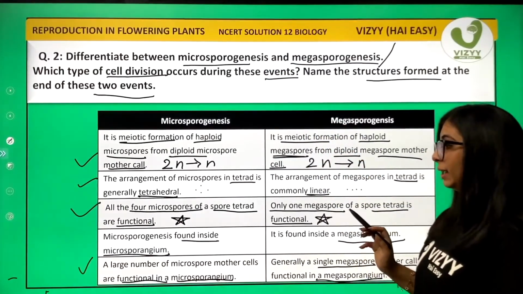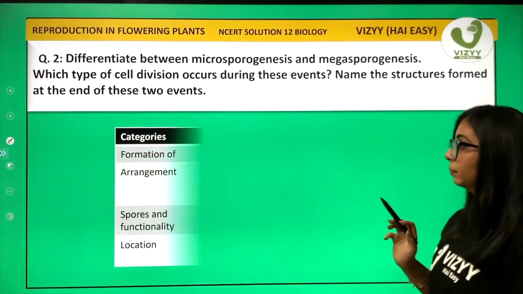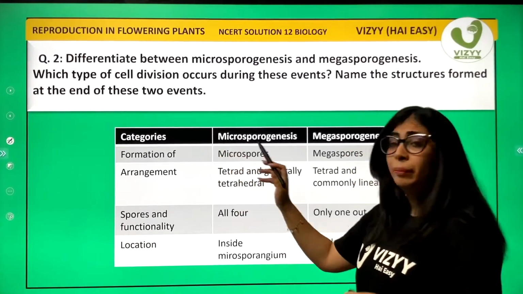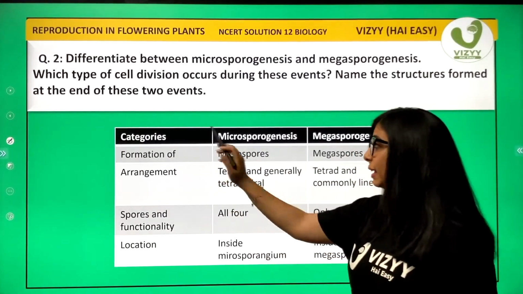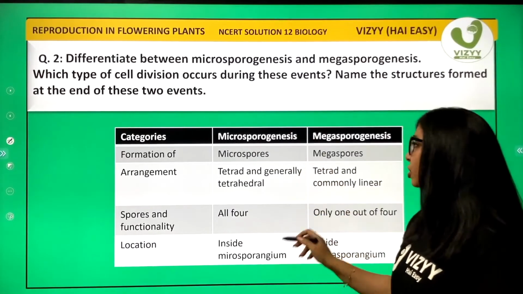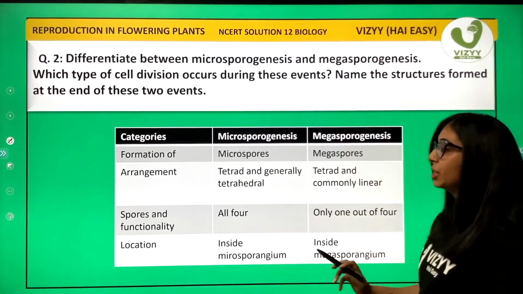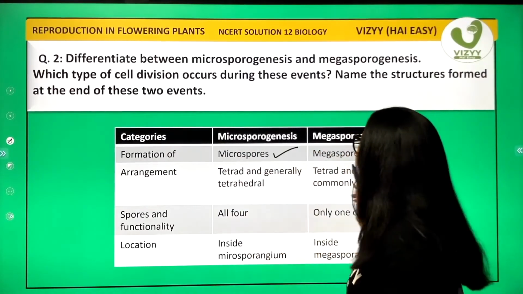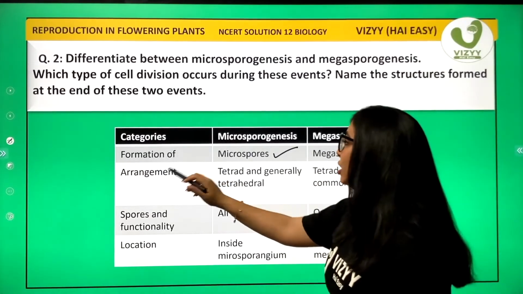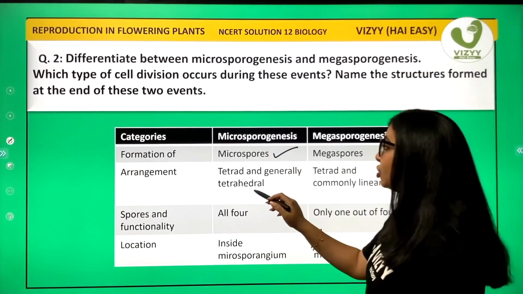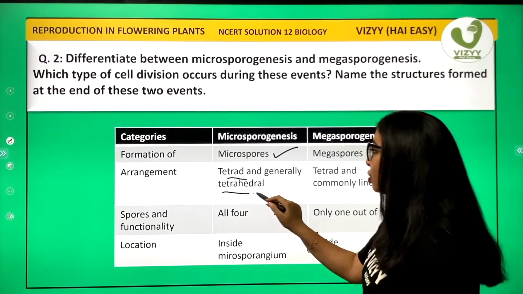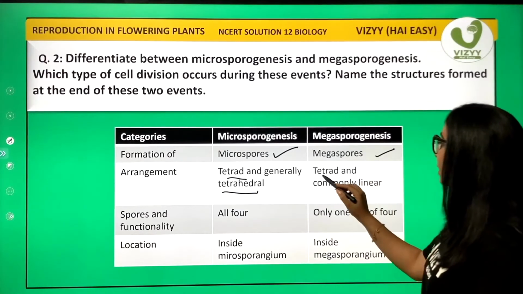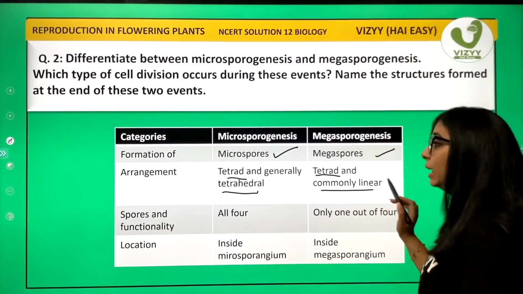Now you can categorize it in this manner. Okay, so make 3 columns. One says categories, one for microsporogenesis and one for megasporogenesis. Both these processes are the formation of microspores and megaspores. Arrangement: microsporogenesis is in a tetrad and generally tetrahedral, whereas in megasporogenesis it is a tetrad and commonly linear.